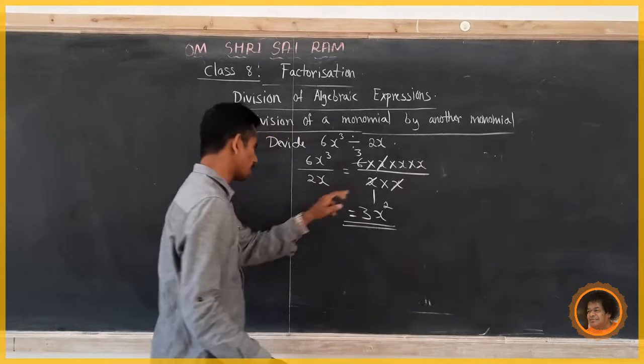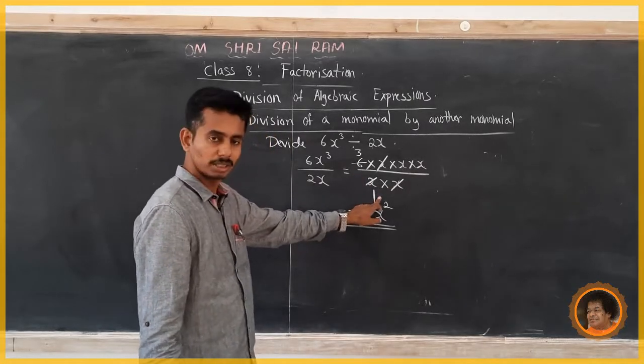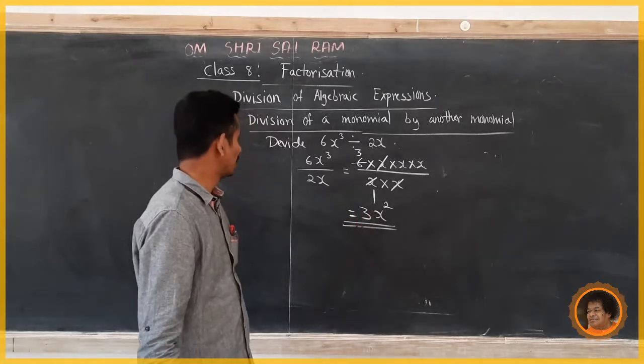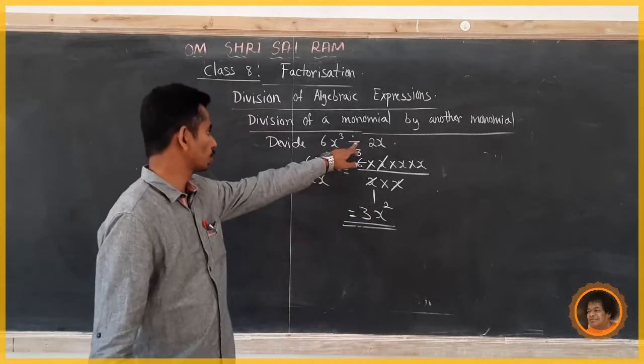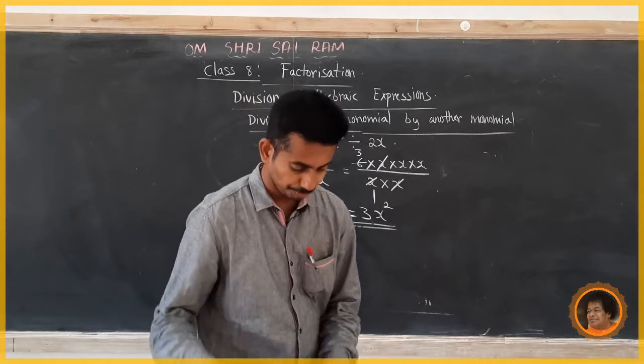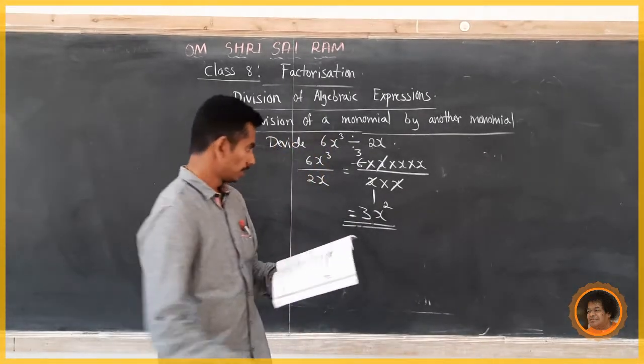3x squared is the answer, or 3x squared by 1. What is the meaning? 3x squared by 1 means it is 3x squared. So, what is the division of 6x cube by 2x? It is 3x squared. Another problem is given in the textbook.